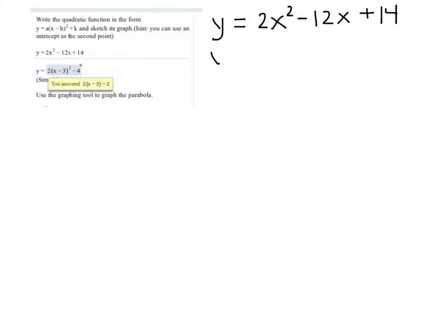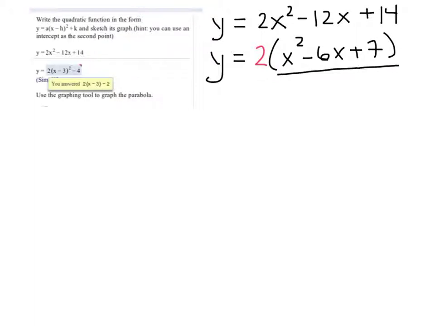Now before we get started with this one, there's a greatest common factor that we can work with. So let's go ahead and pull out the 2. Once I pull out the 2, I'm going to be left with x squared minus 6x plus 7. So really the part that I want to complete the square on is right here, but I also do need to remember that I have the 2 there as well. So let's pull that 2 out front again.